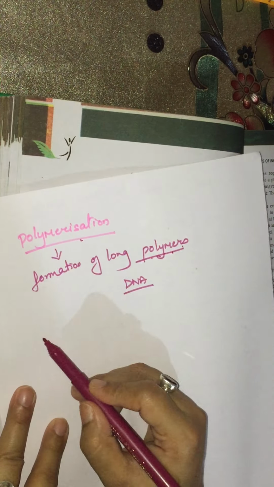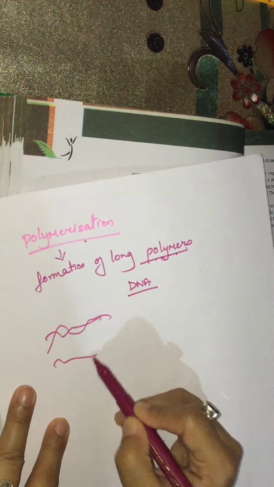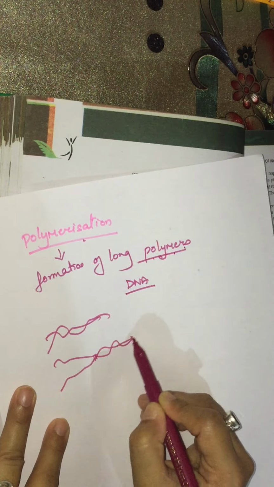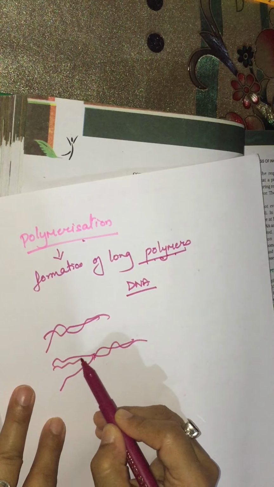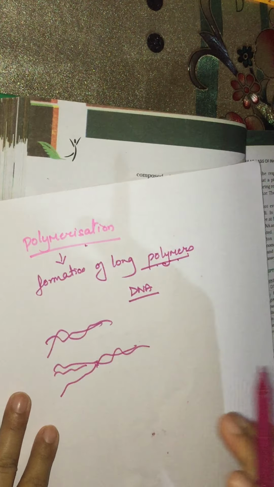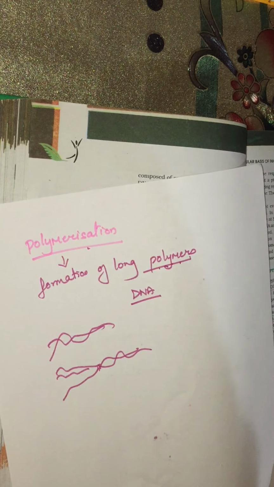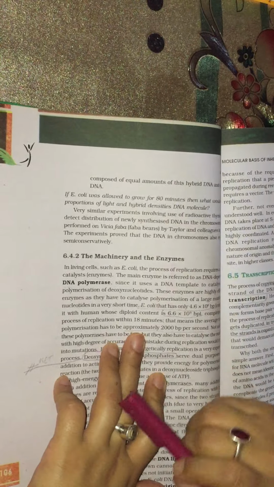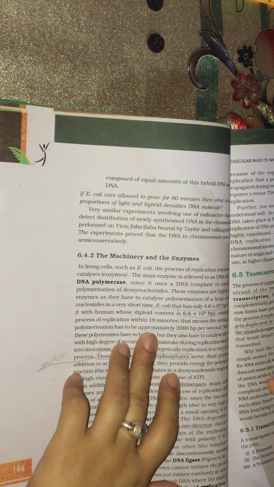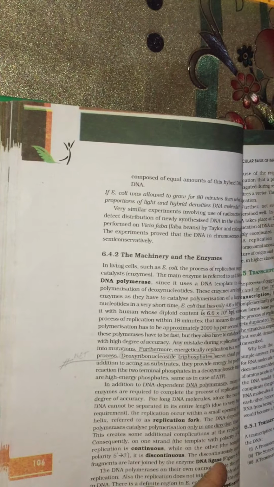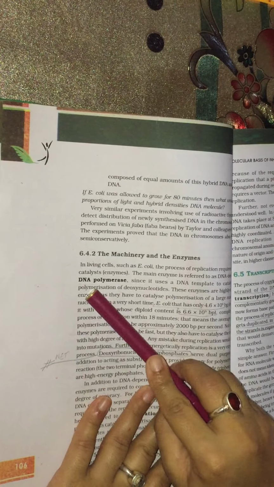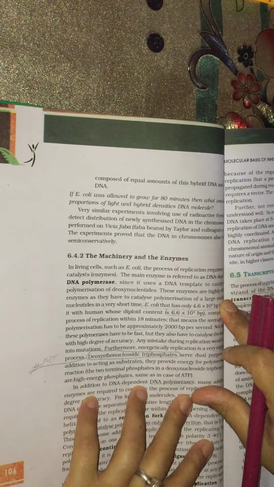So polymerization means if this is DNA, it will unwind, and there will be polymerization, that is formation of a long chain of nucleotides. Polymerization means formation of a long chain. So in order to polymerize DNA, because in replication also a new DNA strand must be polymerized, that process requires DNA polymerase.